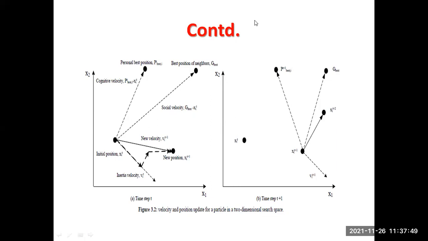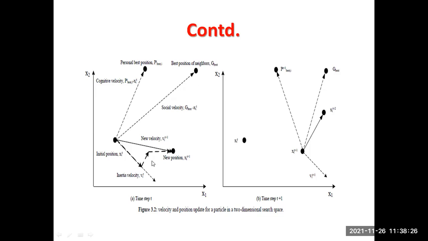Now the particle will move in this search space. The best position of the neighbors is G best, for example, and this is the personal best of that particle, P best. So this is your cognitive velocity and this is your social velocity. That means the particle has started from this particular position. When all these particles are moving in the search space, they find that in the first cycle, the personal best position of that particular particle is P best, and among the group it is G best.